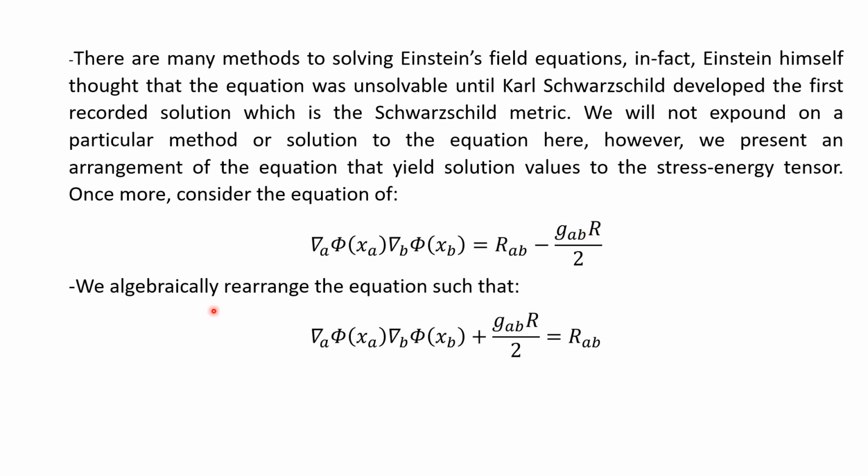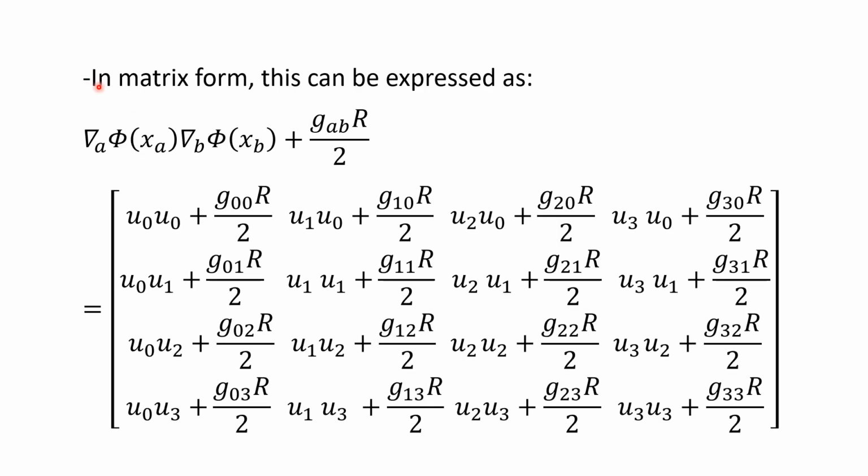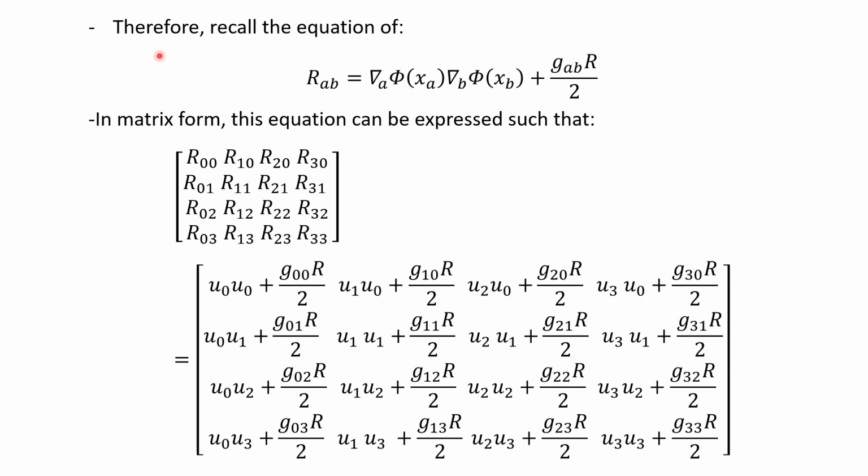We algebraically rearrange the equation as we see here. In matrix form, this can be expressed here. So we see this equals this matrix. Therefore, recall the equation as we see here; in matrix form, this equation can be expressed here. So this equals this in matrix form.